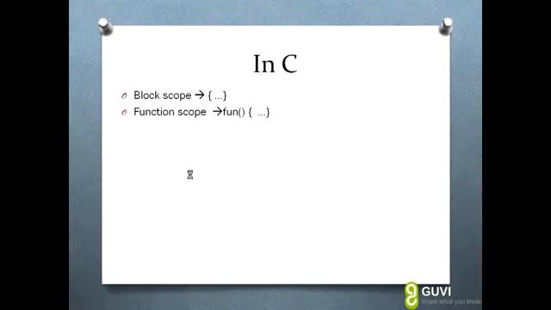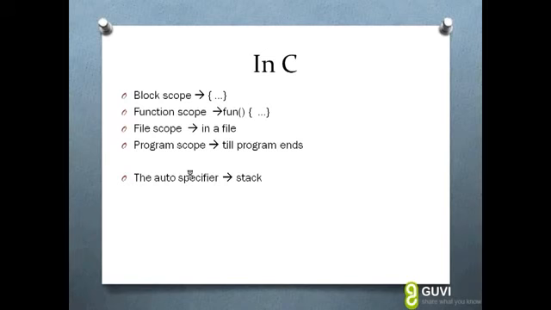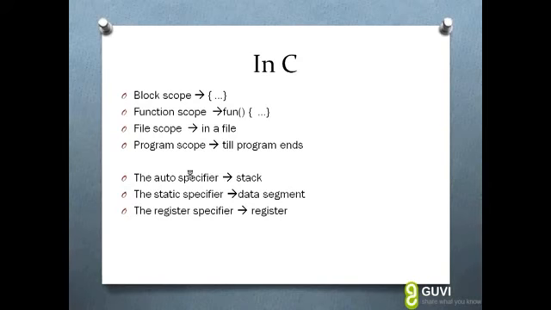To summarize all those things, first is block scope, which is within the open curly brace and the close curly brace, then function scope, then file scope, then program scope, which means till the program ends. These are the different scopes and storage classes. When we say auto, it is stored in the stack. When we say static, it is in the data segment. When we specify register, it is supposed to be in a register, and if not available, it will fall back to stack. Last but not least, the external specifier, which is the same as the global variable, stays in the data segment, but it is in other files.